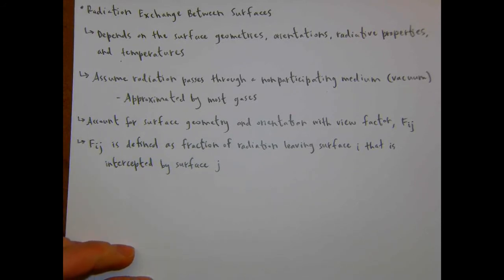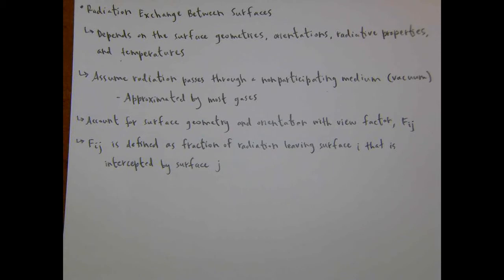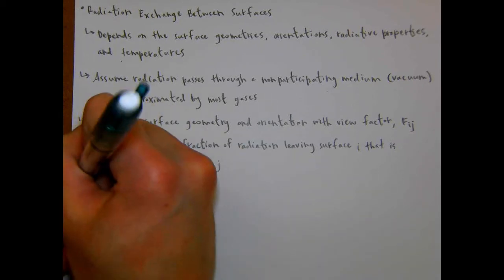Okay, so to come up with an expression for the view factor, we're first going to consider two arbitrarily oriented surfaces, A sub i and A sub j, that are just at a random distance and angle and orientation compared to each other.